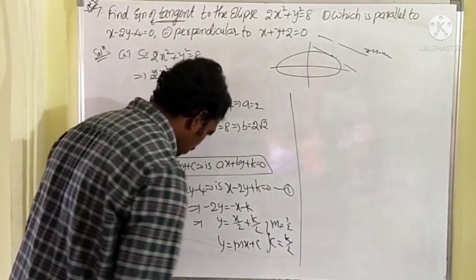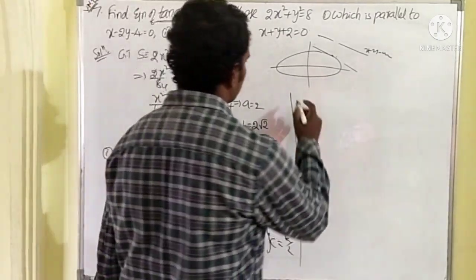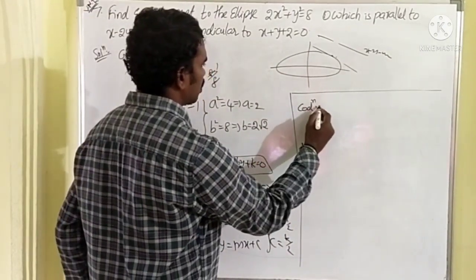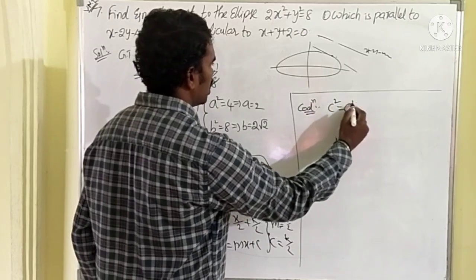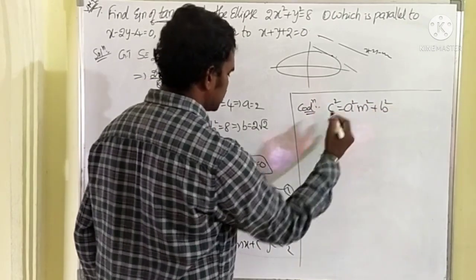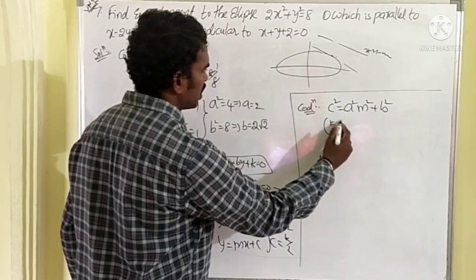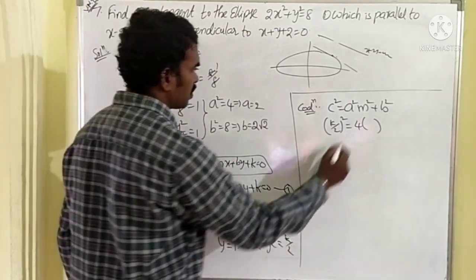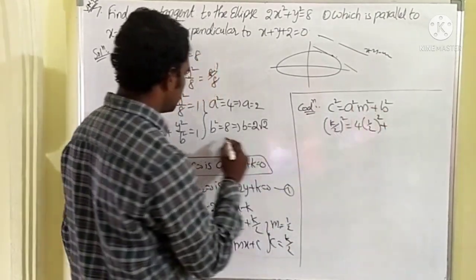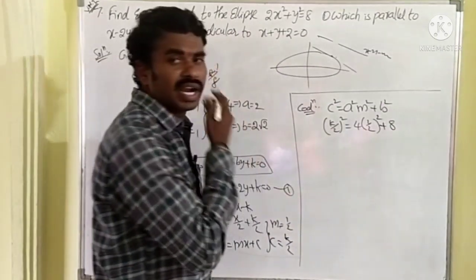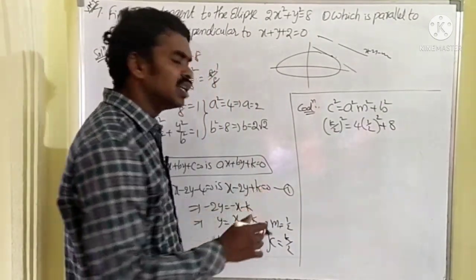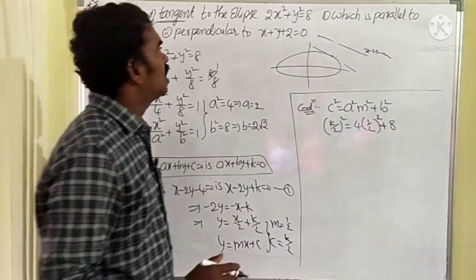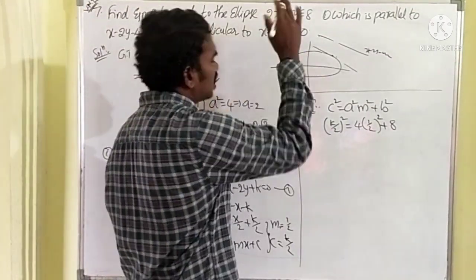So I am going to use the condition. The condition is always c square equal to a square m square plus b square. Here c means k by 2. So k by 2 whole square is equal to a square, which is 4, into m square, which is 1 by 2 square, plus b square, which is 8. Simplify, find the k value and substitute in equation 1. That will be the equation of the tangent parallel to the given line to the given ellipse.